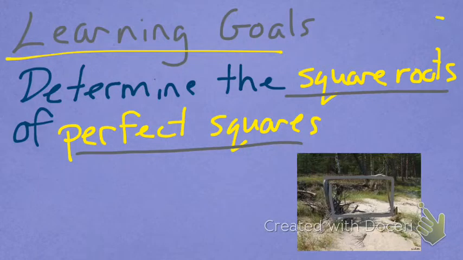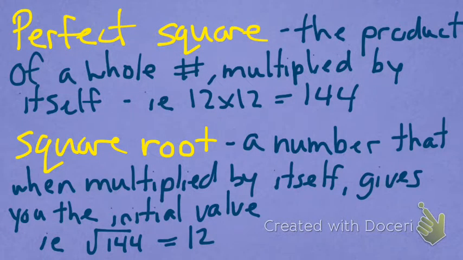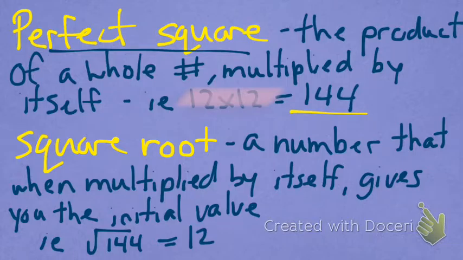Perfect squares, we don't know what that is yet, right? A perfect square is the product of a whole number multiplied by itself. So if we look at our example, 12 multiplied by 12. My highlighter isn't showing up. I got to change the color. Let's highlight in pink. Let's see if that'll work better. There you go. 12 multiplied by 12 gives us 144.